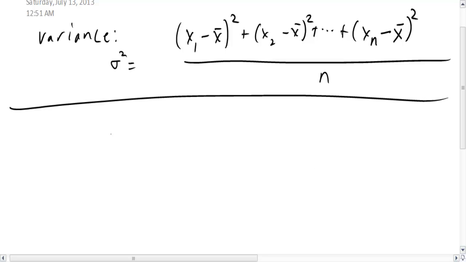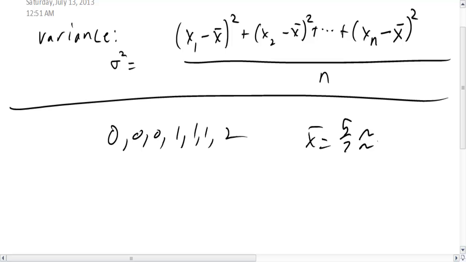So the big idea here, let me give you a really silly data set. Let's give you just a couple values: 0, 0, 0, 1, 1, 1, and 2. To calculate the variance, the first thing we're going to need is the mean, so let's go ahead and do that. I will point out that I am using the population version, so it has the n, not the n minus 1. So the mean comes out to be 5/7, which is approximately, let's just call it 0.71 for this example, just so you can get the big idea.